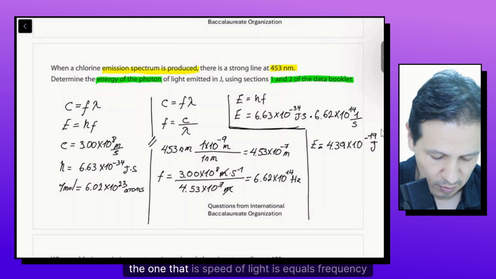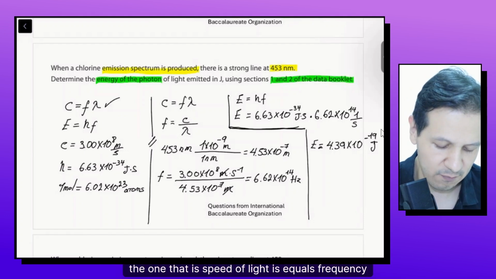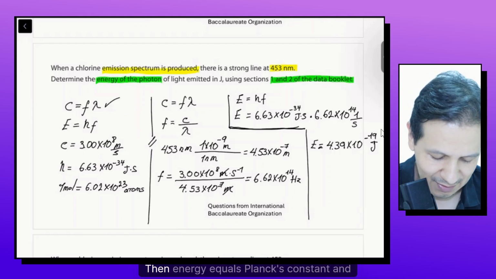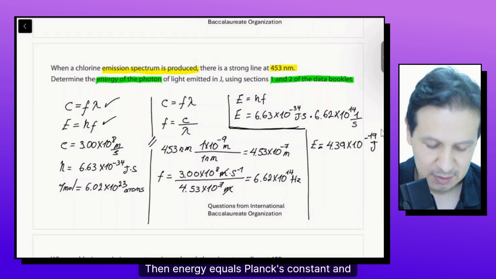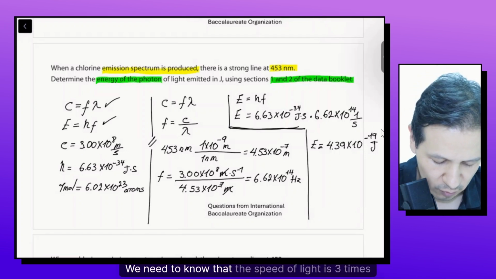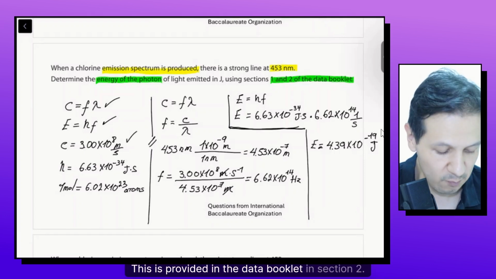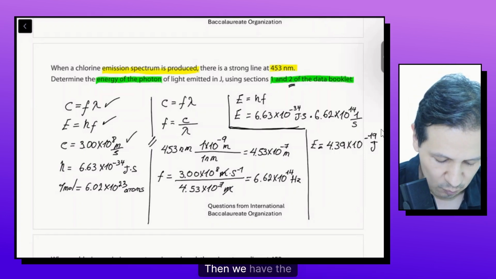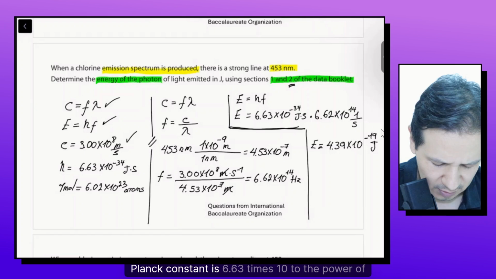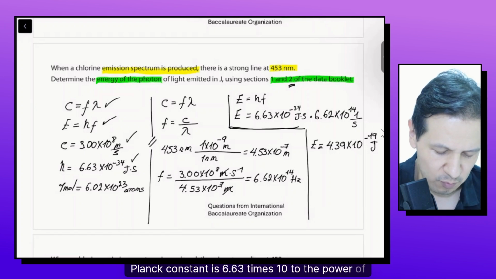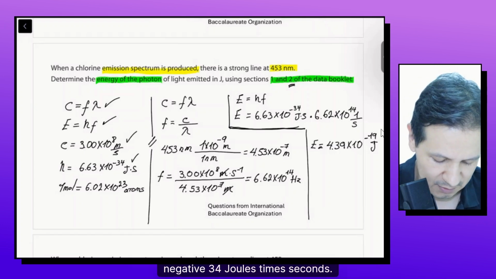First one: the speed of light equals frequency times wavelength. Then energy equals Planck's constant times frequency. We need to know that the speed of light is 3 times 10 to the power of 8. This is provided in the data booklet in section 2. Then the Planck constant is 6.63 times 10 to the power of negative 34 joules times seconds.